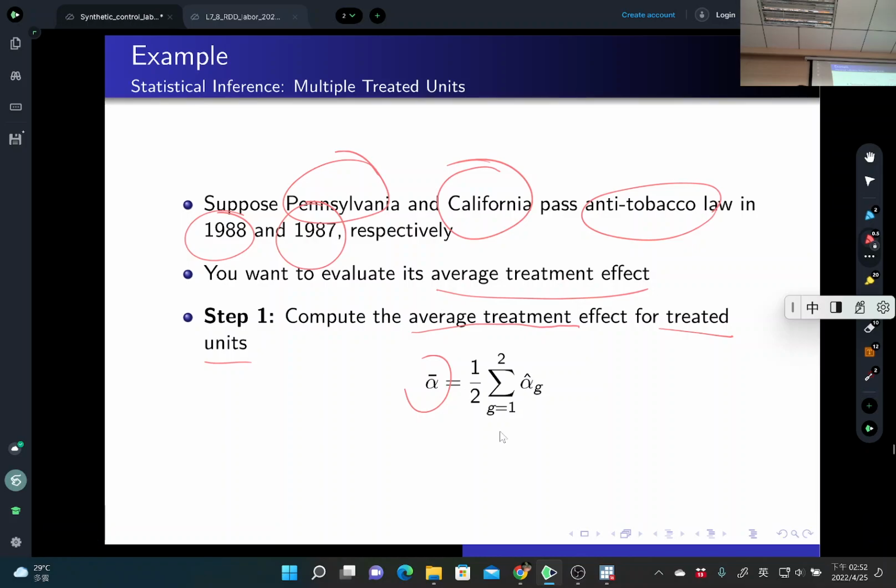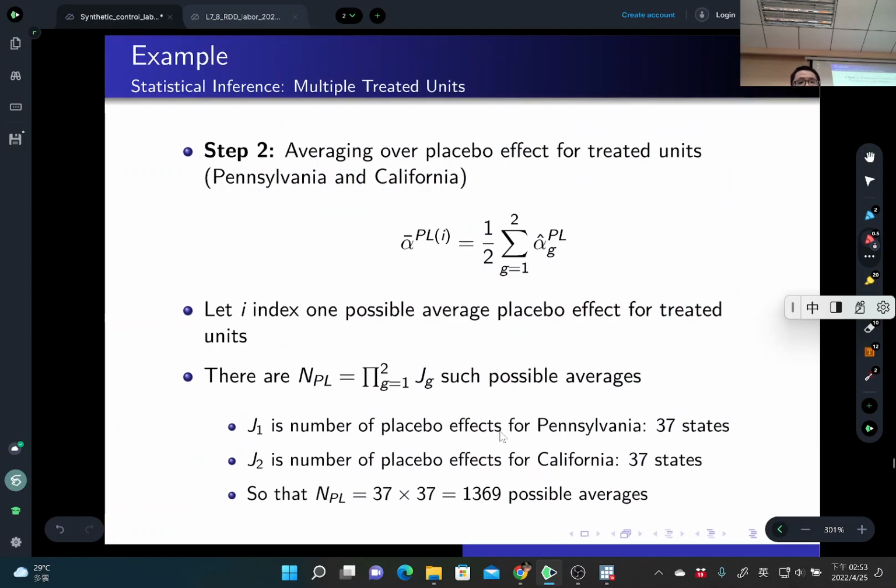Okay. And the next question is whether this alpha bar really represents the causal effect. Is it really different from no effect, different from zero or not? So the next thing is you need to do the hypothesis testing. And how can we do that? Again, we need to do a lot of placebo estimates. But here it is a bit complicated because now we not only do the placebo estimate for California, but also for Pennsylvania. So for each possible average placebo effect, we need to do two. One is for Pennsylvania, one is for California.